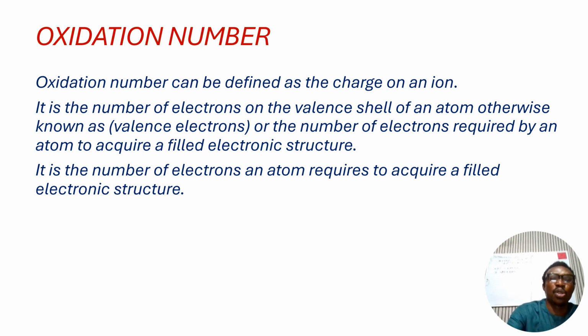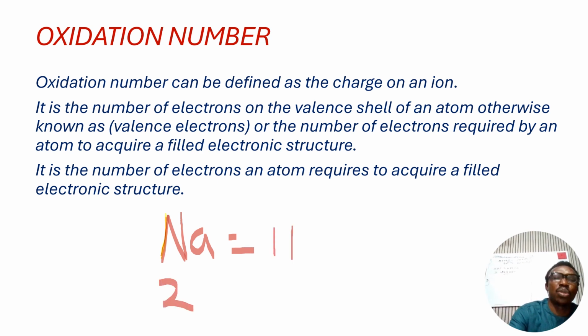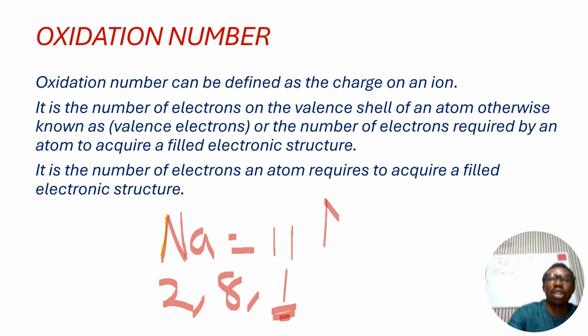Let's take sodium, for example. Sodium is 11, so its electronic structure is 2, 8, 1. That means it has one electron in the outermost shell. So it has to lose one electron to attain the noble gas configuration. So the oxidation number of sodium is +1.